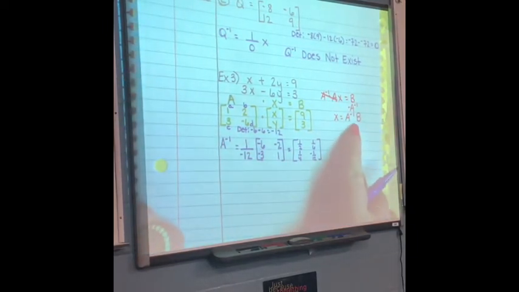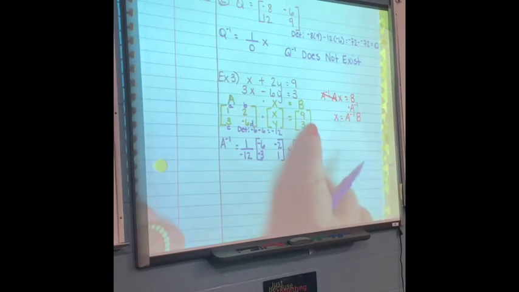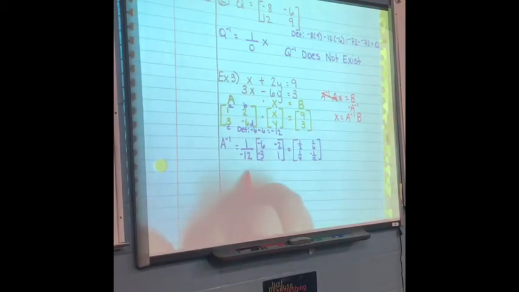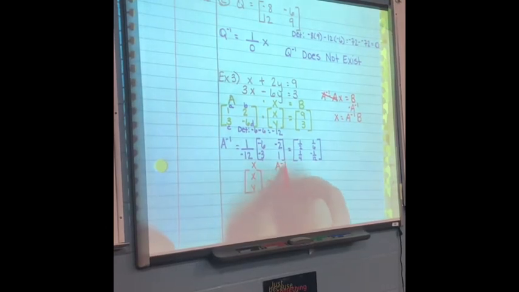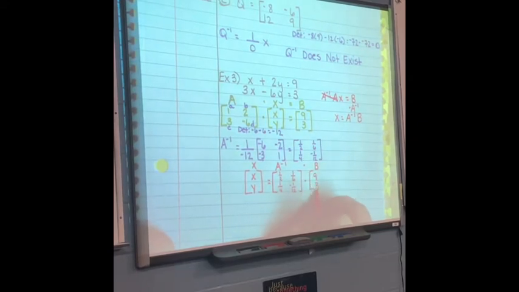And in all this, I said I need to multiply my inverse by B. So that's where I'm going next. My inverse. My x, my variables here, is going to equal my A inverse, which we say is 1/2, 1/6, 1/4, and -1/12. And multiply that by my B, which was 9 and 3.